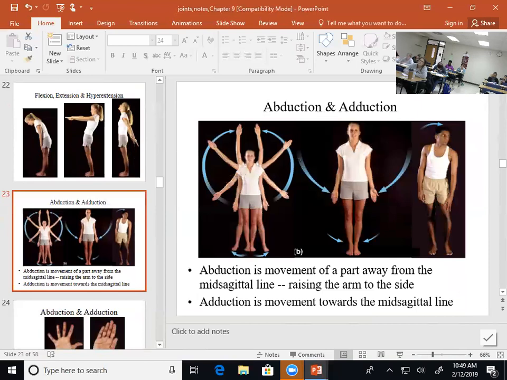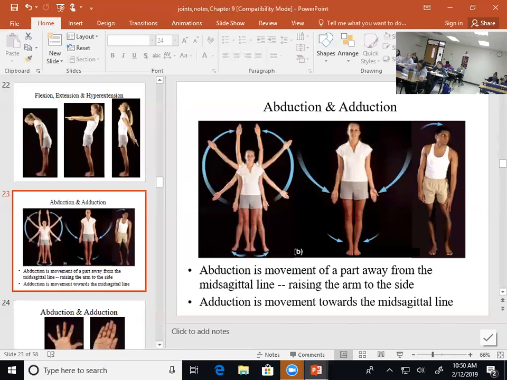Abduction and adduction. Abduction is moving away from the midline, and adduction is moving back. Do we know what the midline is? The medial region or midline? So abduction, adduction. If y'all play with these movements and do them yourself while you're saying them, will you be able to answer them on the quiz Thursday when I'm asking you to fill in the blank? When I say decreasing the angle of the joint would be called, you would write flexion. Going back to anatomical position would be called extension. Going beyond, hyperextension, right. So moving a structure away from the midline.